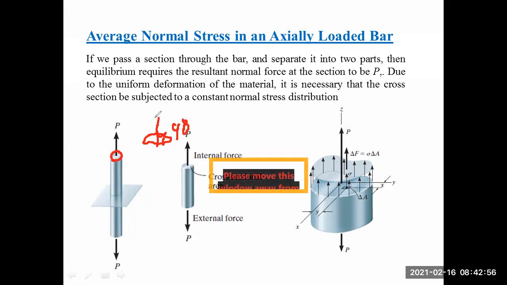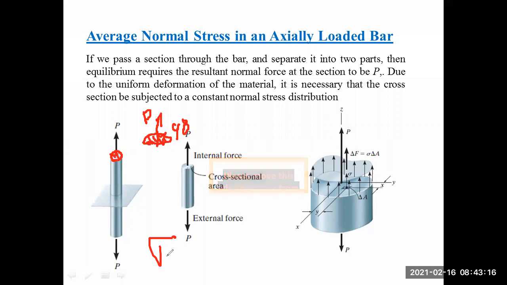So if you divide this force, if you call it P, over this area, this cross-sectional area, okay, that would represent the normal stress. Normal stress is usually referred to as sigma. Sigma is equal to P over A, P over A, okay?